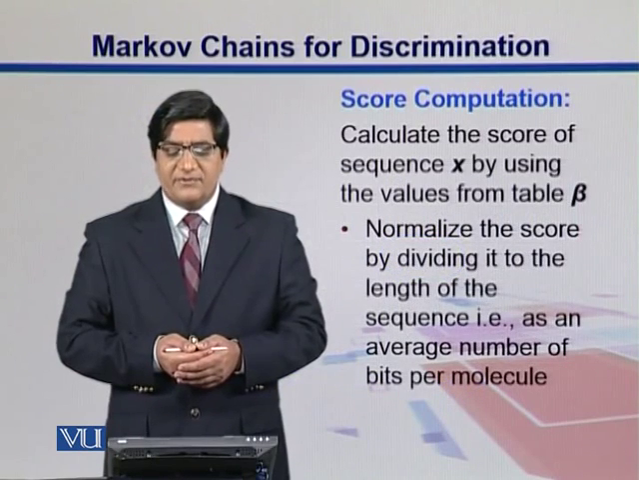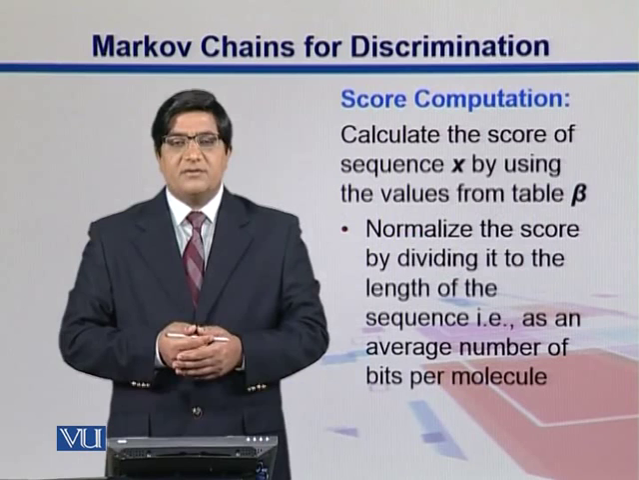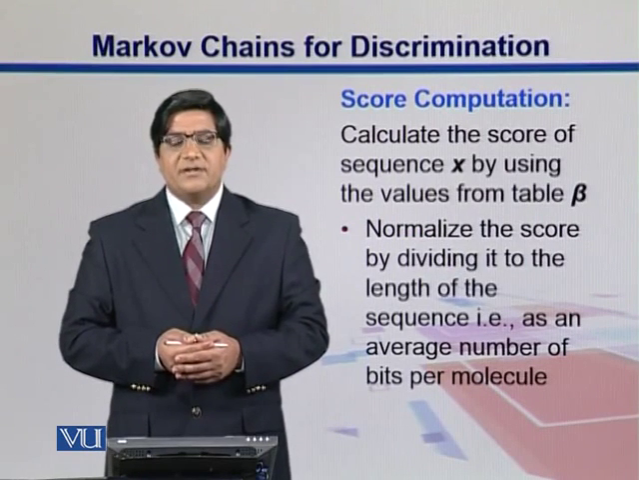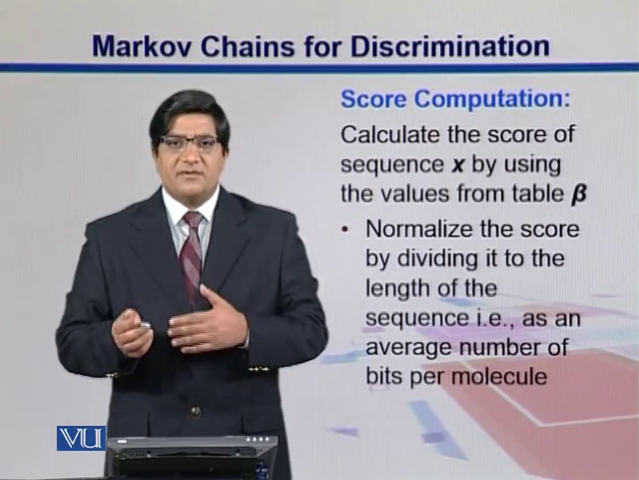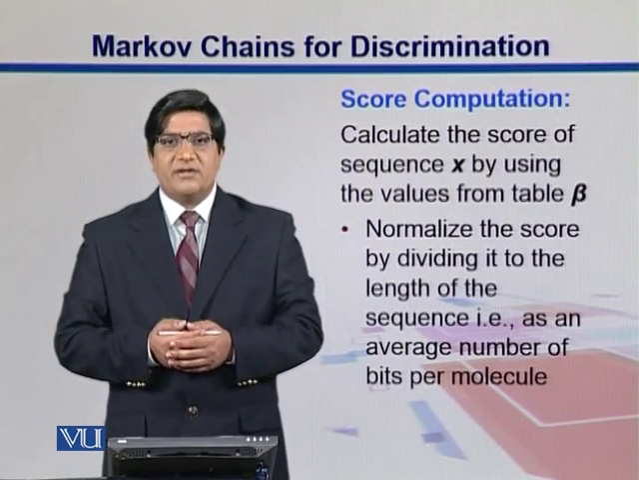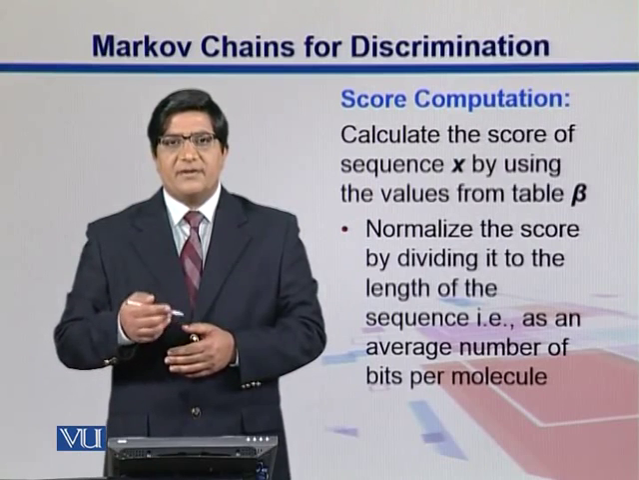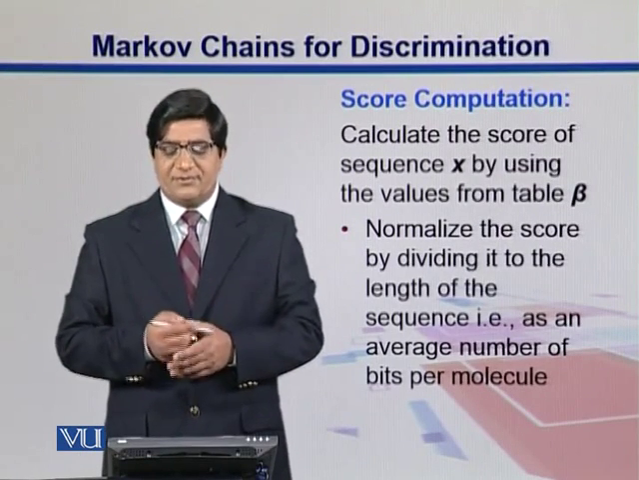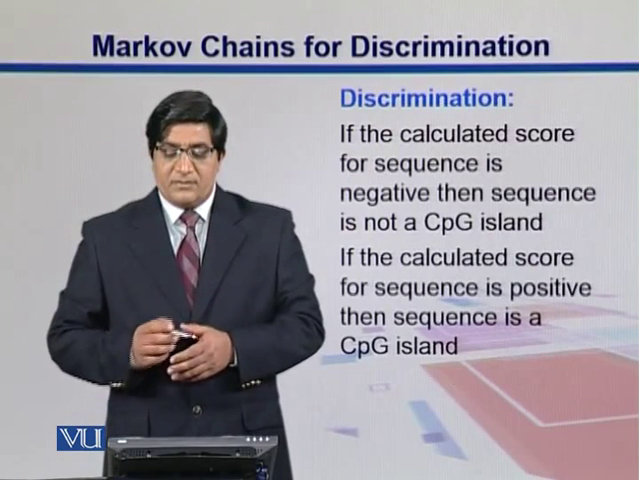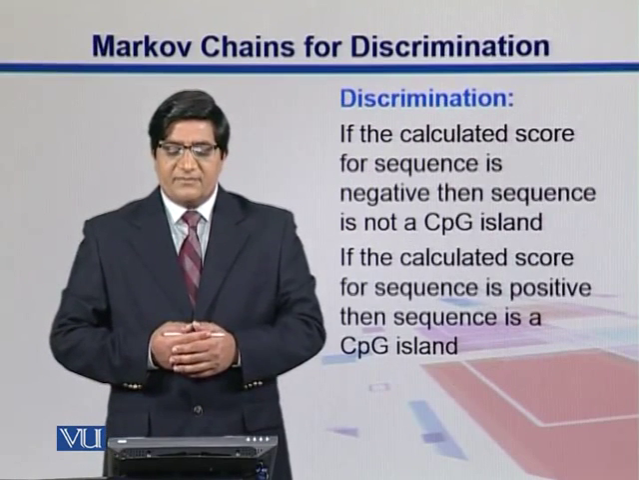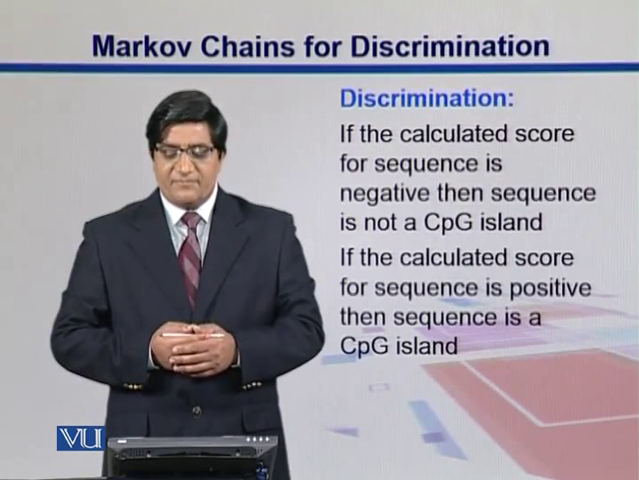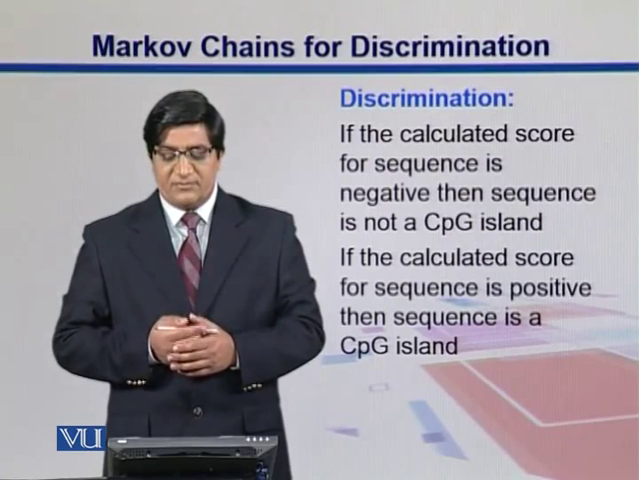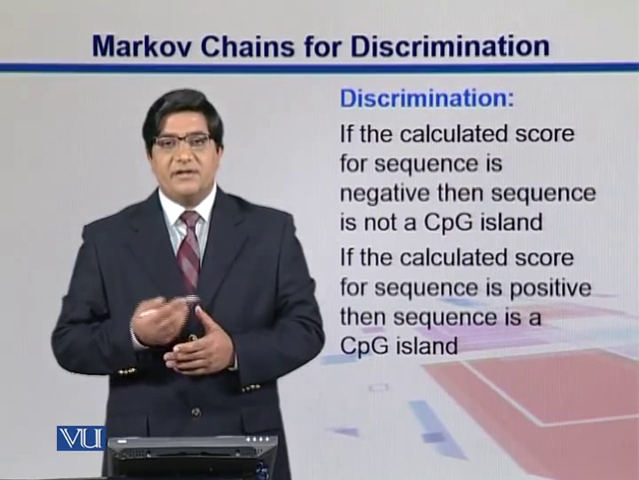For different sequences X, we can use those beta scores and we can compare them. Since different sequences have different lengths, we can get those beta scores and divide them by their lengths, in order to have a fair treatment for a short sequence versus a long sequence. In our discriminant analysis, if the score is negative, then we say that the sequence is not in a CPG island region. If the score is positive, then obviously it is.